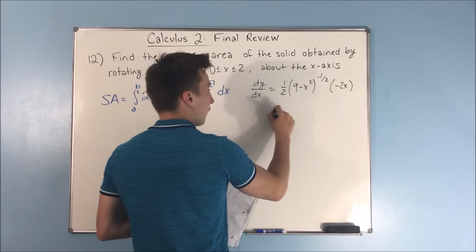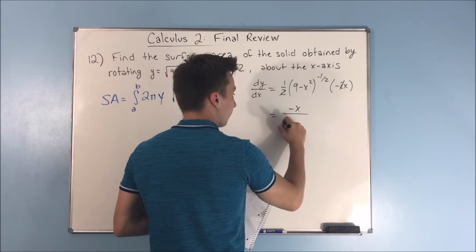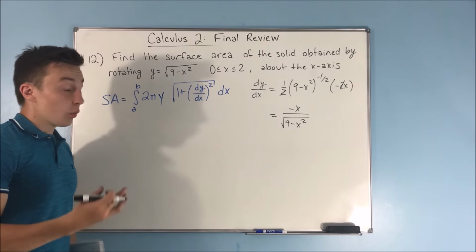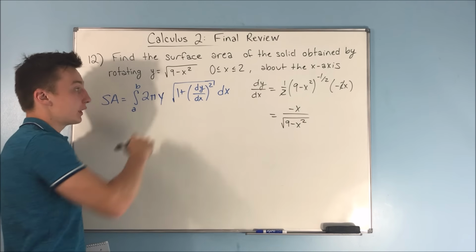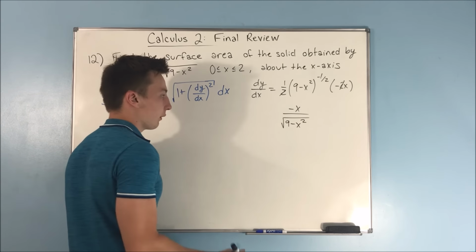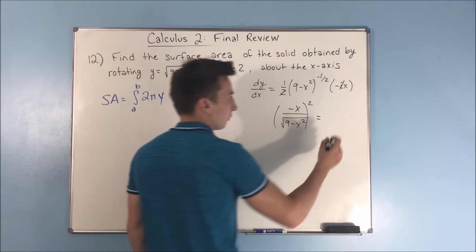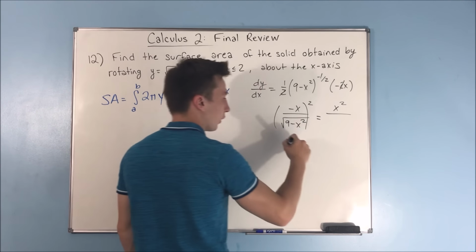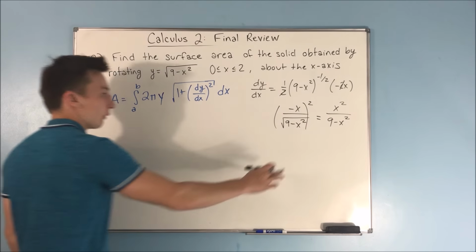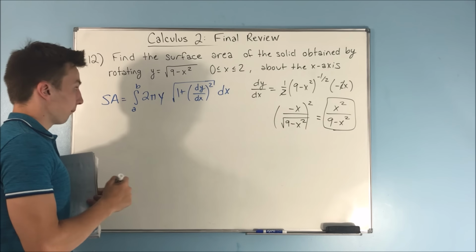Okay, and altogether, that's equal to, the 2's go away, and you're left with a negative x over the square root of 9 minus x squared. Okay, now, we need to square this because we have dy over dx squared on the inside. So let's square this. Let's get rid of this equal sign because now it's not going to be equal anymore. And we get that this is x squared over 9 minus x squared. And that right here is what we're going to be plugging in for our dy over dx squared.